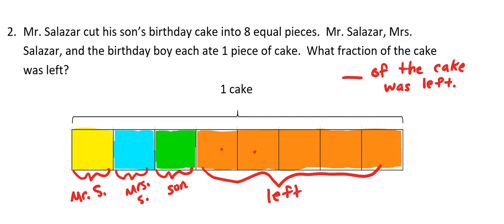Well, there's 1, 2, 3, 4, 5 pieces out of the 8 that made up the cake. That tells me I have 5 pieces left, and each piece is an eighth. So there's 5/8 of the cake left. So you can see how having that visual helps students think through these word problems involving fractions.